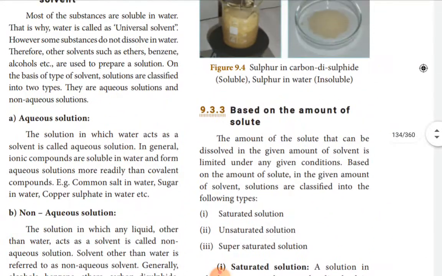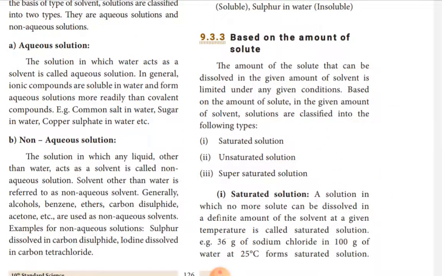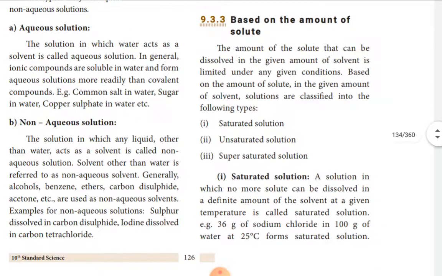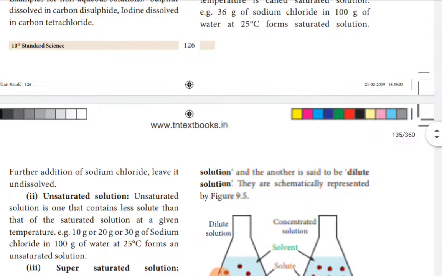Then based on the amount of solute, three classifications: saturated solution, unsaturated solution, supersaturated solution. Based on the amount, how much of solute is in the given amount of solvent. Saturated solution means the maximum solute is dissolved in the given amount of solvent. That means no more solute can be dissolved in a definite amount of solvent at the given temperature. For example, at maximum 36 gram of sodium chloride can be dissolved in 100 gram of water at 25 degree. So this is going to give a saturated solution.